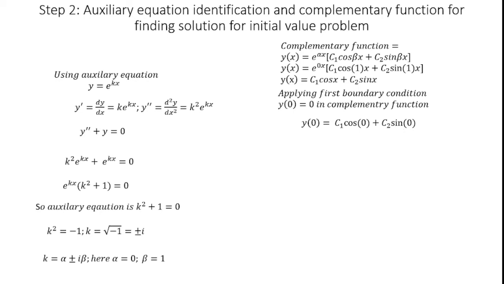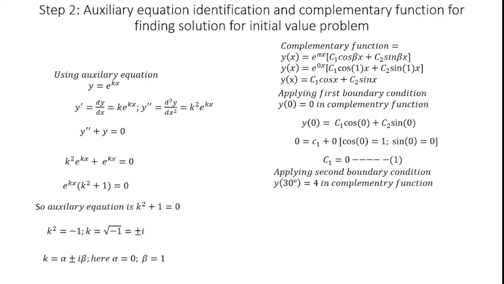Further, I move to reduce the terms with the help of trigonometry. Cos of 0 is equal to 1, sin of 0 is equal to 0. So, I can substitute here cos 0 is equal to 1. So, C1 into 1 plus C2 sin of 0, so that C2 into 0 is 0. So, I can finally get y of 0 is equal to 0 is equal to C1 into 1 plus C2 into 0. I can get C1 is equal to 0, which is the first constant I can get from the complementary function.